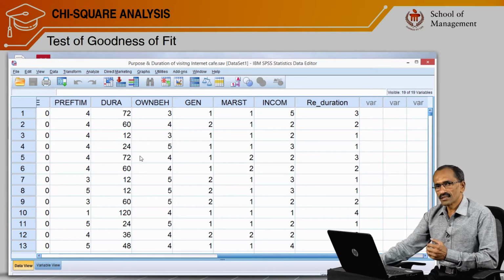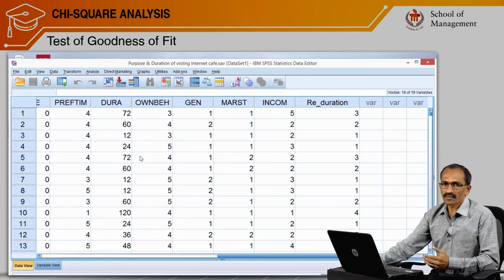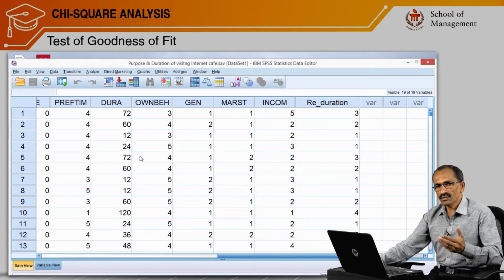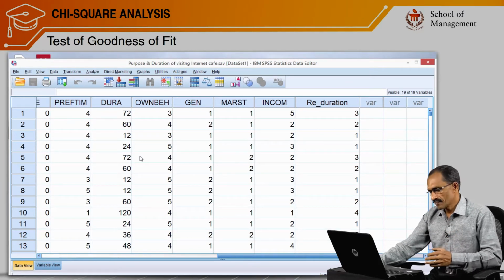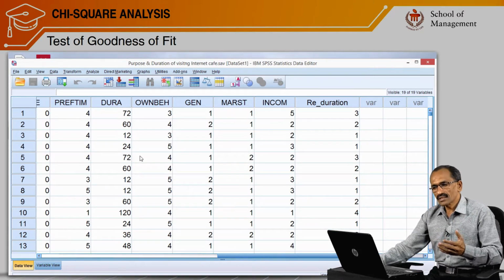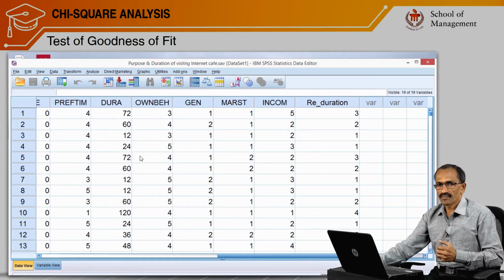In goodness of fit, we are examining whether the observed data coincides with the assumed data, or the observed frequency coincides with the assumed frequency. The assumed frequency is the hypothesis by the researcher, and the observed frequency is what actually turns up from the field. The chi-square goodness of fit test is the non-parametric counterpart of the t-test.